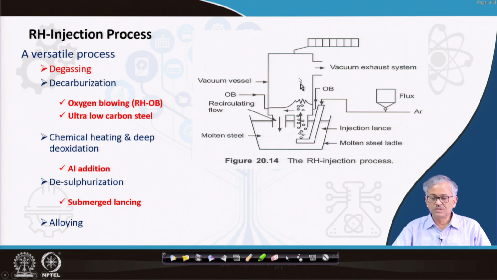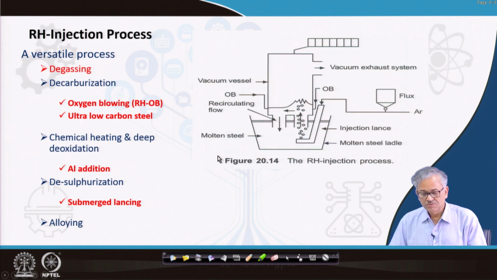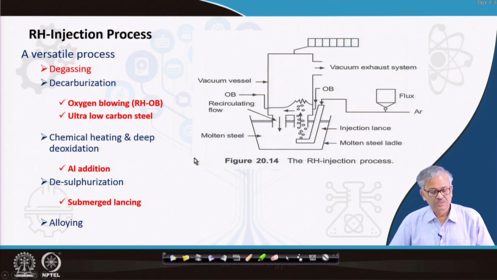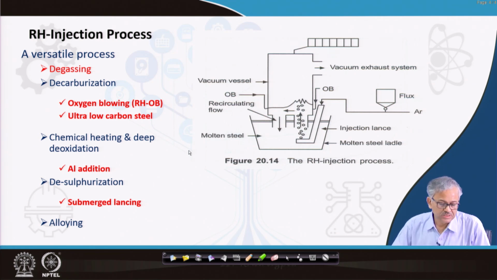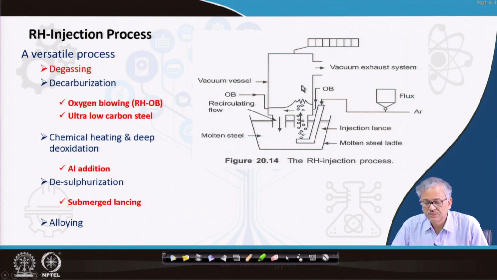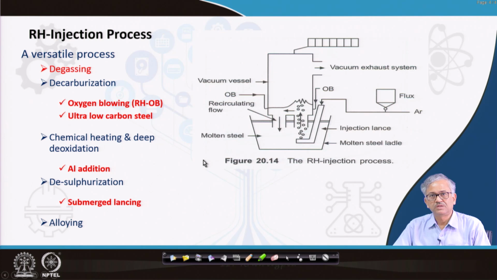So this is the way you can do the alloying. Now the RH vessel is used basically for versatile purposes. It is for degassing, deep decarburization, deep desulfurization, and also alloying. You can do very sophisticated alloying like micro alloying in this. For example, IF steel you can make here. IF steel is nothing but very ultra low carbon steel with micro alloying.